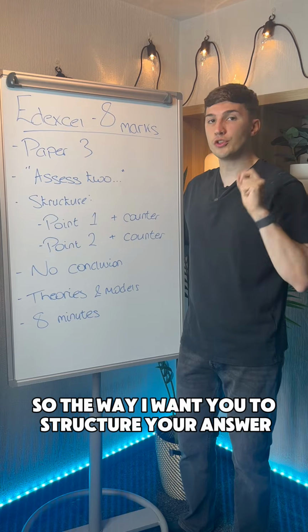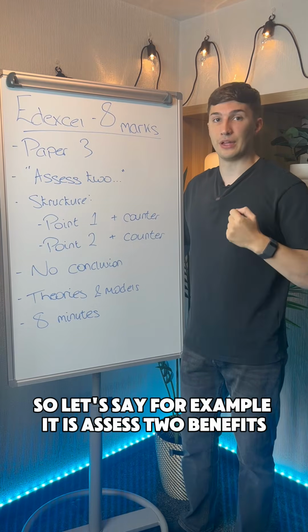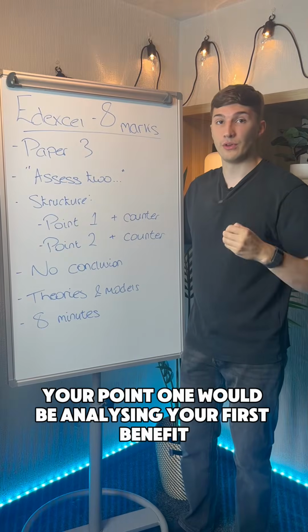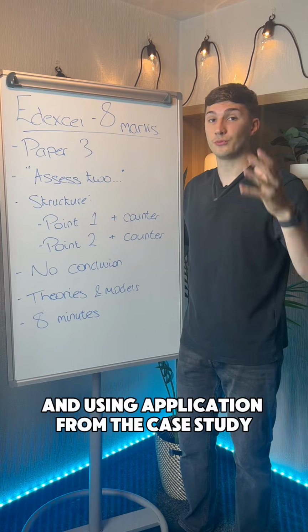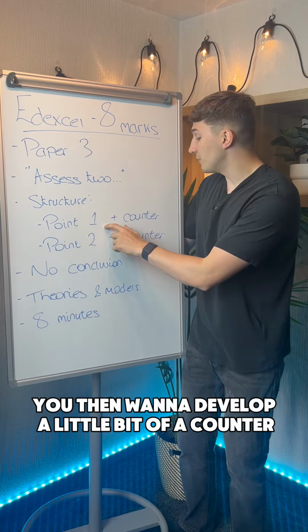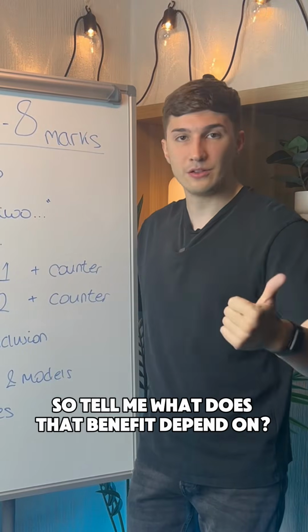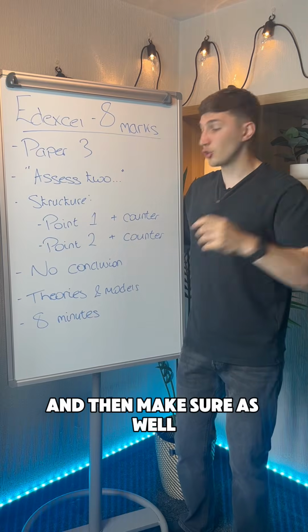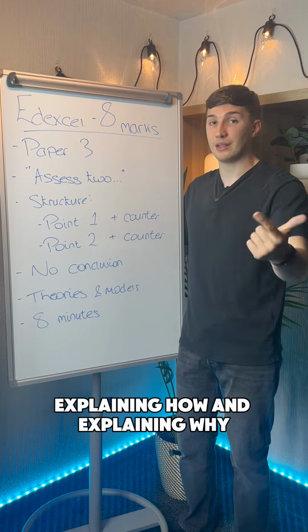So the way I want you to structure your answer, let's say for example it is assess 2 benefits: your point 1 would be analysing your first benefit. Then after you've built your chains of analysis and used an application from the case study, you then want to develop a little bit of a counter. So tell me, what does that benefit depend on? What is a potential limitation instead? And then make sure you do develop that counterpoint, explaining how and explaining why.